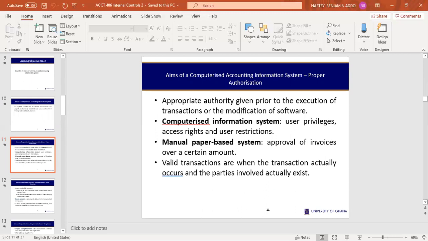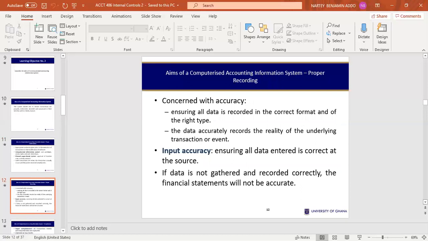And then valid transactions are when the transaction actually occurs. If the transaction has not taken place, how do you get the transaction? But people can create non-existent transactions in order to get fraudulent funds into their pockets. So it's when the transaction actually occurs and the parties involved actually exist. We must see the transaction that has occurred before we can record. And when we talk about proper recording, this is concerned with accuracy. So ensuring all data is recorded in the correct format and of the right type, so that the data accurately records the reality of the underlying transaction event or events.